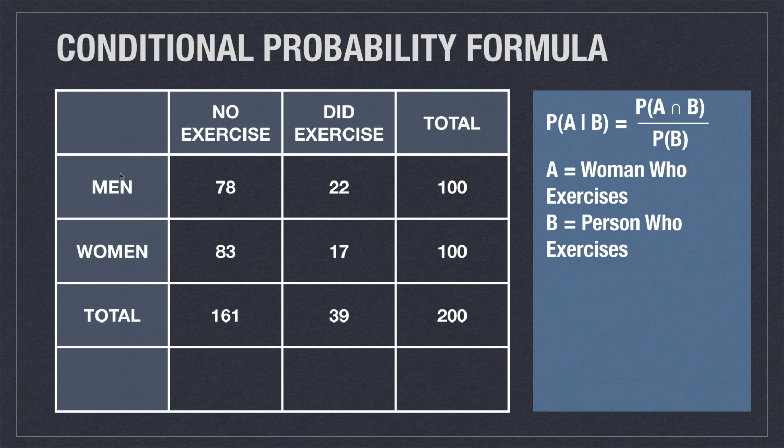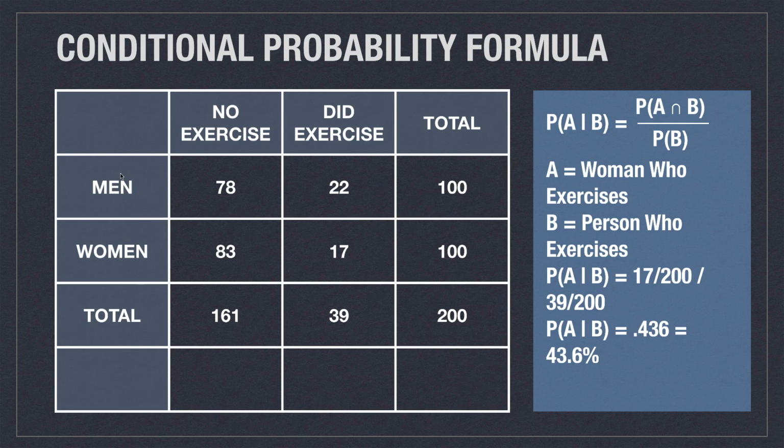Now let's use the conditional probability formula again. Let's say I have data on 200 men as well as women who exercise or not. Now, if I randomly picked a person that exercises, what is the probability that that person is a woman? To find this, I take 17 over 200, representing the women that exercise, and divide that by the total people who exercise, which is going to be 39 over 200. And if I do this, I find that there is a 43.6% chance that if I pick a person that exercises, that person is going to be a woman.